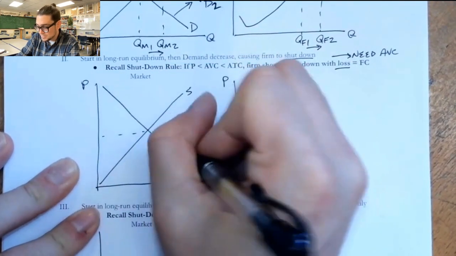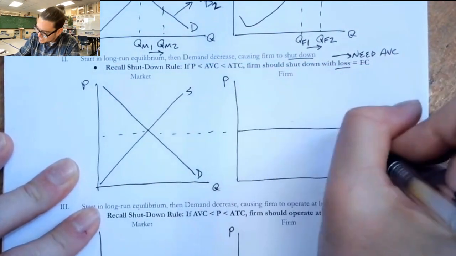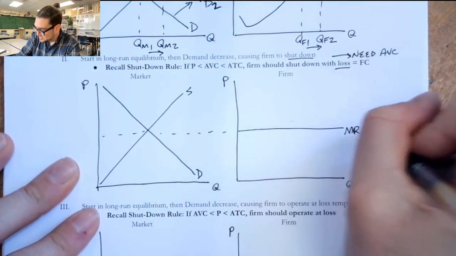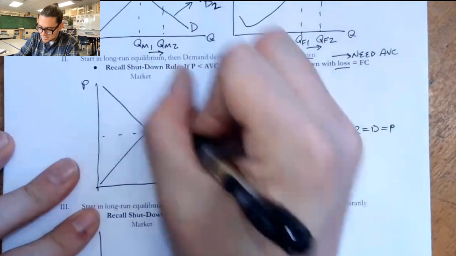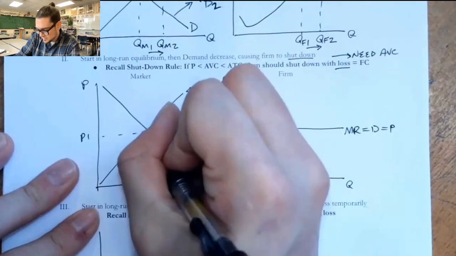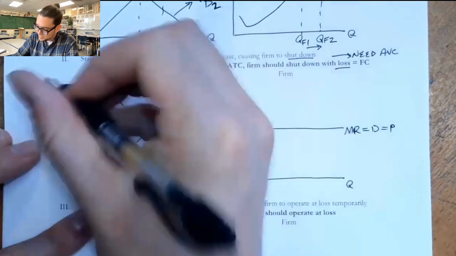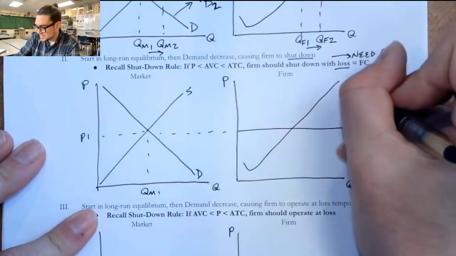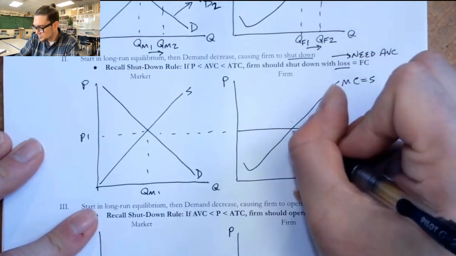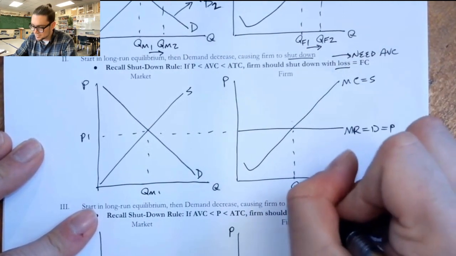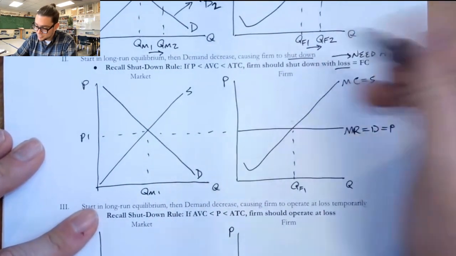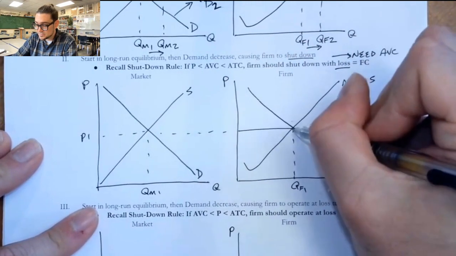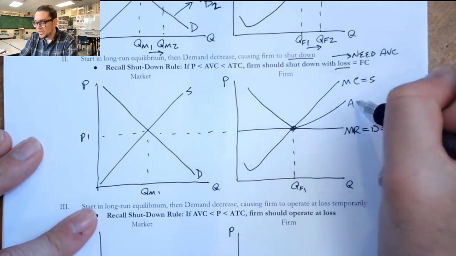See, I told you, it makes it a lot more fun if you go and MR equals demand equals the price. And this is the price P1, QM1, and then we've got to have a marginal cost curve. That's the supply curve. QF1, all that good stuff. And we're going to start in equilibrium. So that means our ATC comes down, hits its minimum, and comes back up again.